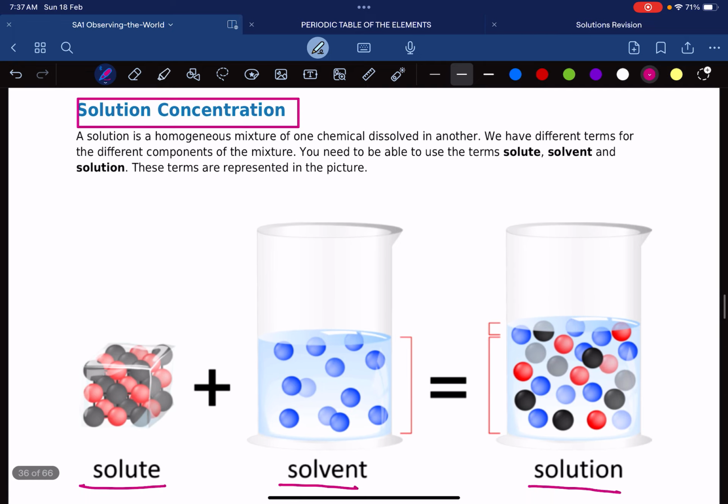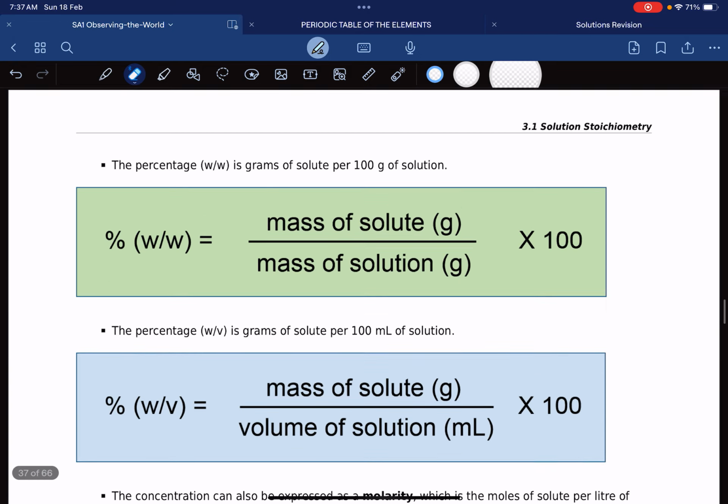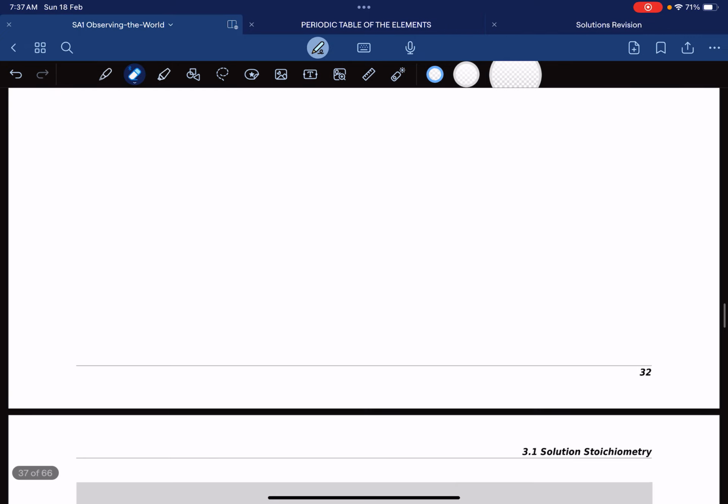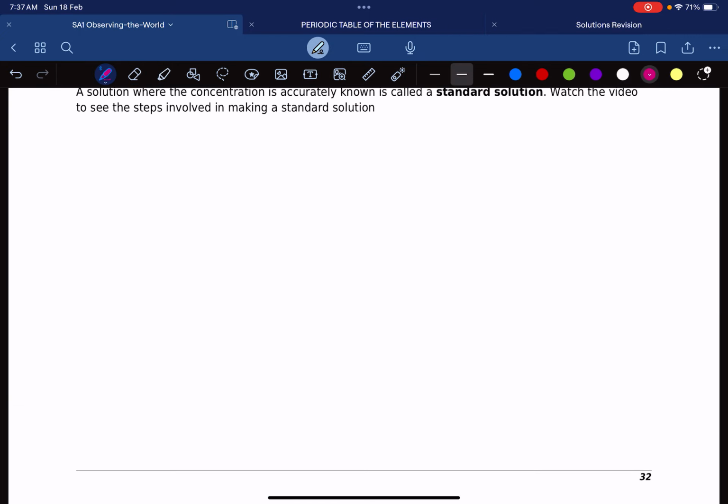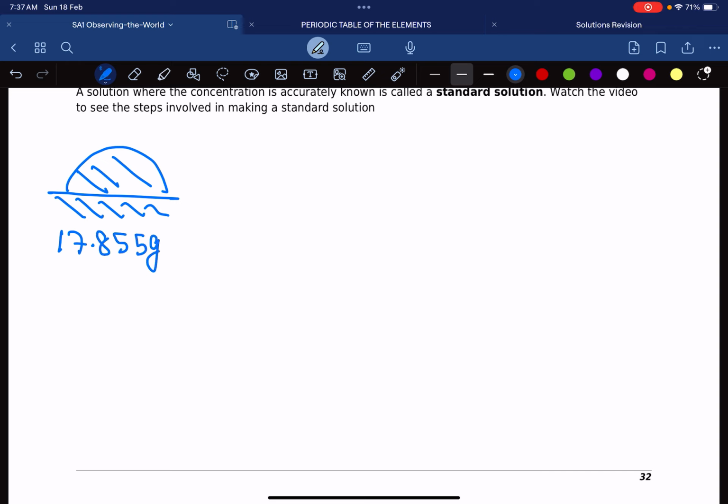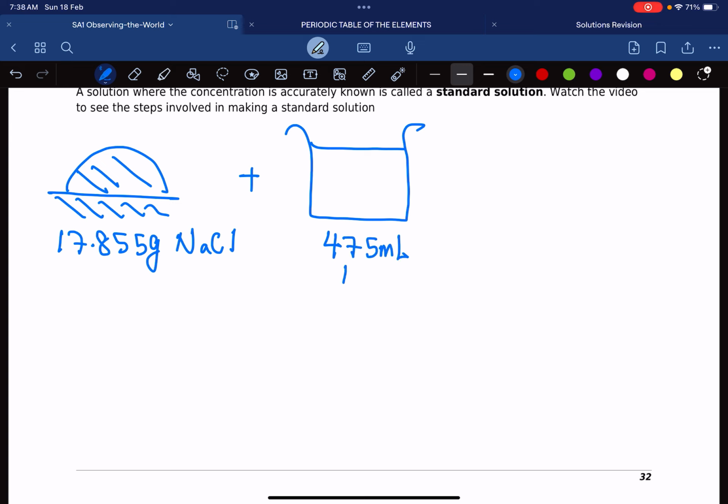All right, that's basically it. So let me explain this to you a little bit further. Let's say you have 17.855 grams of sodium chloride, and then what you do is you dissolve this entire thing in, let's say, 475 milliliters of water.